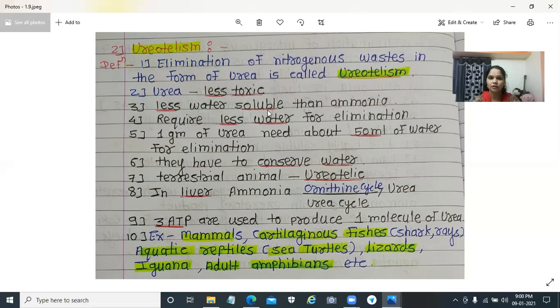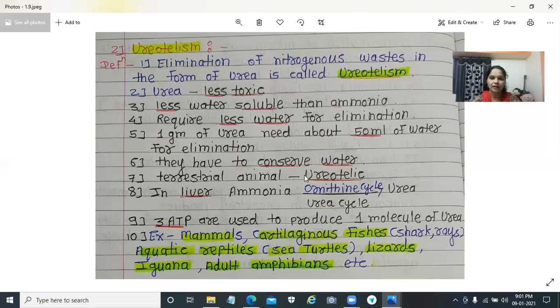Urea is also less water soluble. When we studied ammonia, ammonia is more soluble than urea. Urea is less water soluble, and that's why it requires less water for elimination. For example, 1 gram of urea needs about 50 ml of water for elimination. So that's why they conserve more water. The organisms found in a terrestrial habitat are ureotelic.